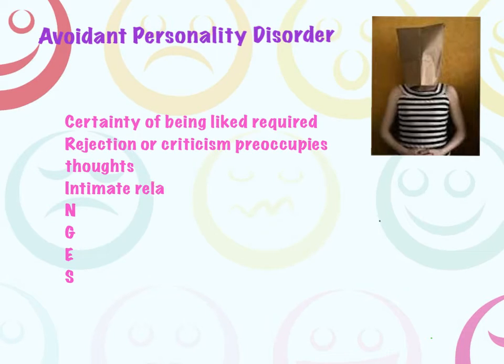Intimate relationships, even their most intimate relationships, are characterized by restraint. They're afraid that if people know the real them, they're never going to be loved. And so even with the people in their own families, a lot of times they will not open up and share willingly. N stands for new.